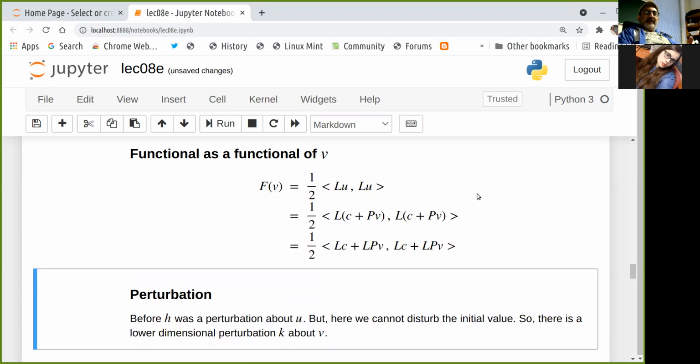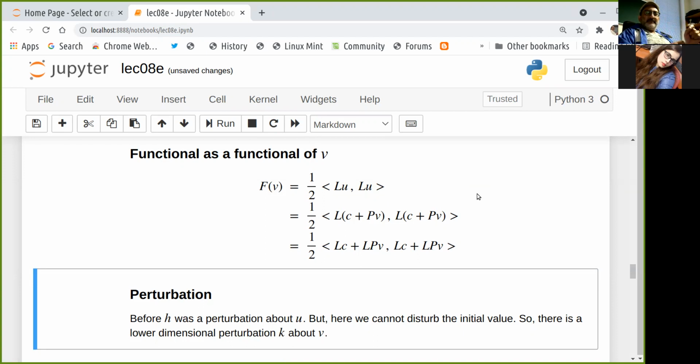All right, so now before, when I had f of u plus h, h is considered to be some small perturbation about u, and it's the same dimension as u. Now I'm going to have a perturbation k about v. So it's supposed to be of the same dimension as v, all right? So it'll have n minus 1 terms in it, okay?